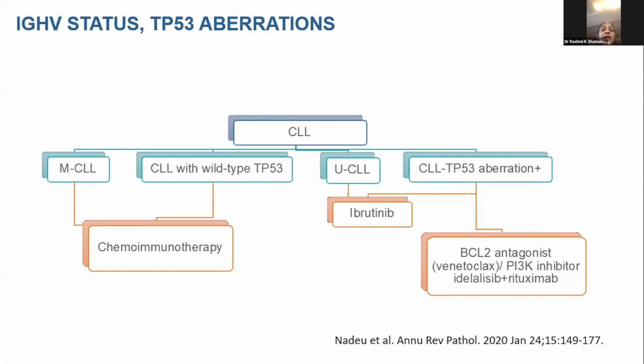Chemoimmunotherapy is not effective in treating unmutated CLL and those with TP53 aberrations, and the novel agents such as Ibrutinib and other drugs are now increasingly used here. Now, Ibrutinib can also be used in mutated CLL if the patient prefers, or if the chemotherapy is pretty toxic.